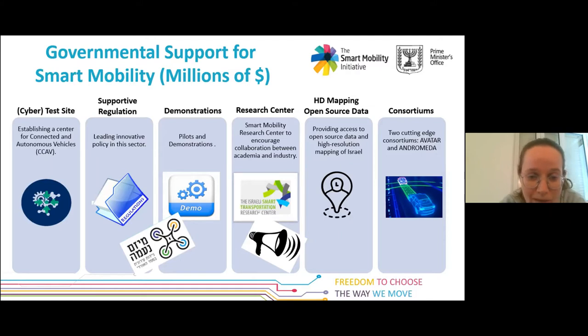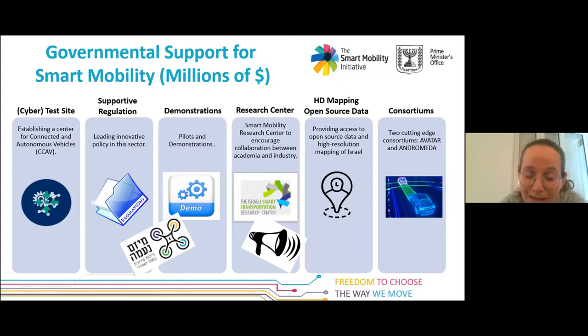So we have the consortiums, we have the research center itself. We have an ongoing effort to provide more access to open source data and high resolution mapping. We have a project we did 2 years ago with MAPI, the Survey of Israel. If you look at their website, you'll find there are 150 kilometers of HD mapping open for anybody to use.